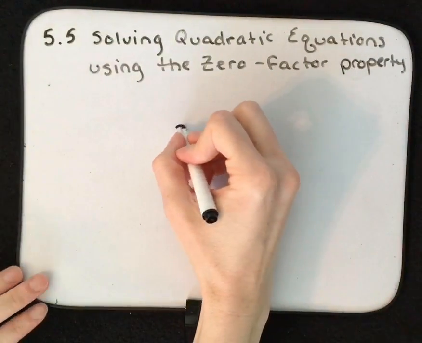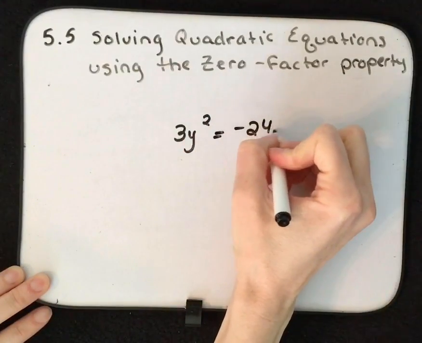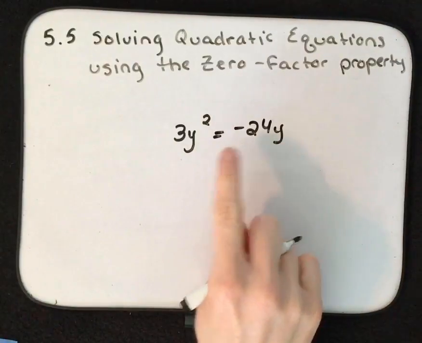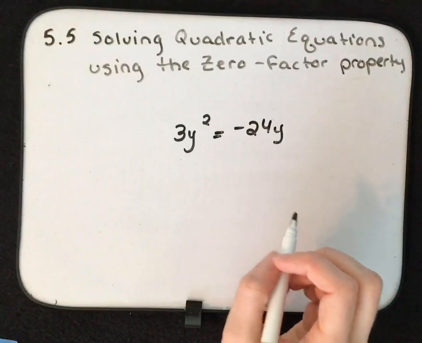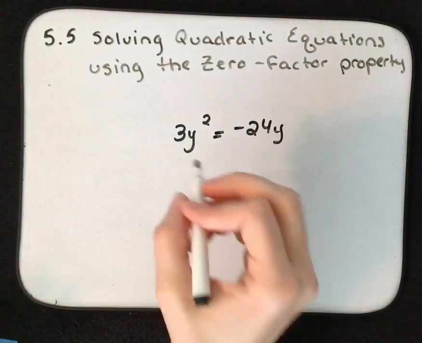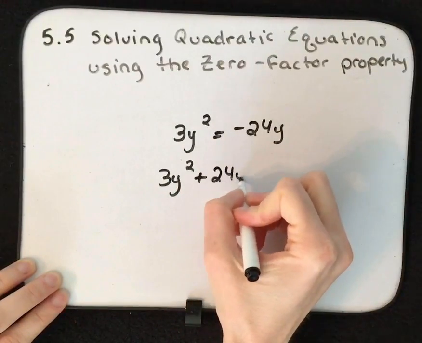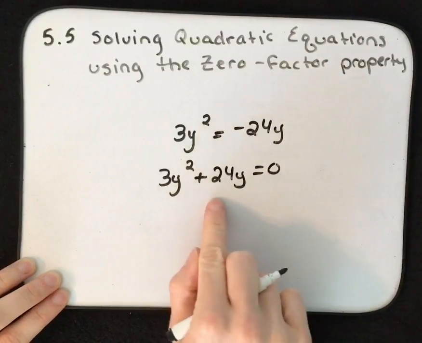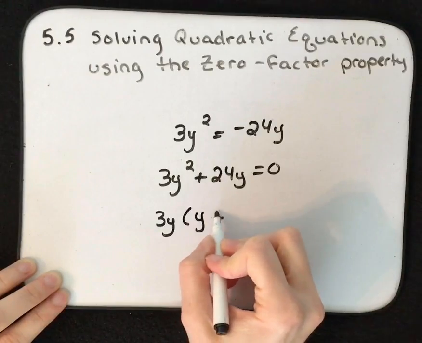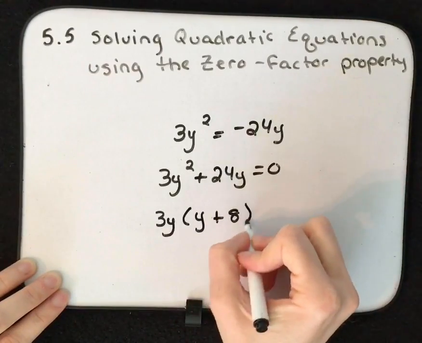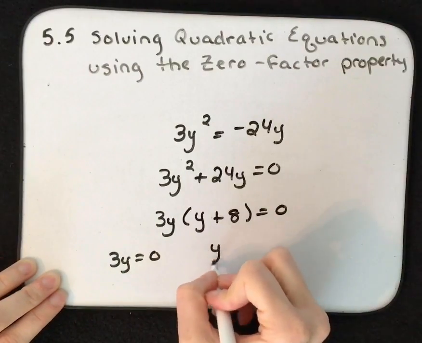Let's say we have 3y to the second equals negative 24y. We don't want to start dividing and canceling, because if we do that, we might eliminate potential solutions. Instead, let's set it equal to 0 and factor. So we have 3y to the second plus 24y equals 0. We have 3y in common, so let's pull that out. We're left with y plus 8. So that means our two factors are 3y and y plus 8.